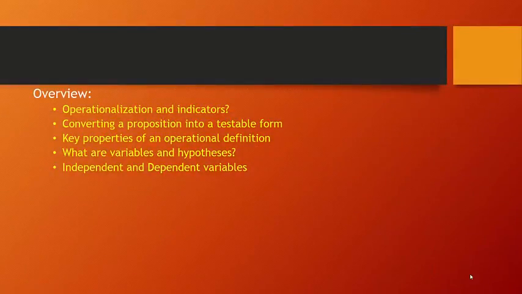We're going to talk about the idea of operationalization and indicators, converting a proposition that states a relationship between two concepts into something that we can actually test. We're going to look at properties of an operational definition. We're going to examine what variables and hypotheses are. And then we're going to look at what independent and dependent variables do within a hypothesis.